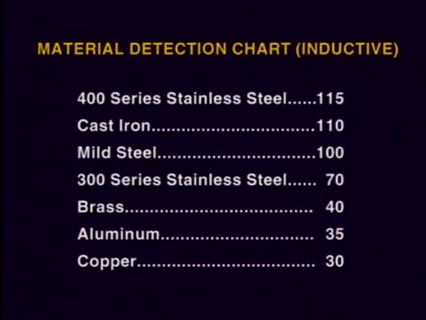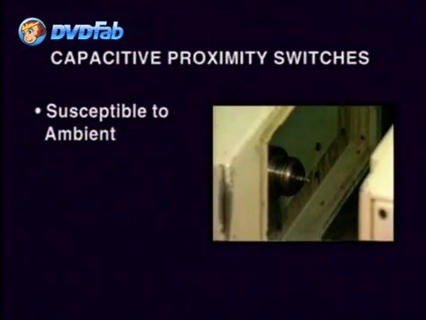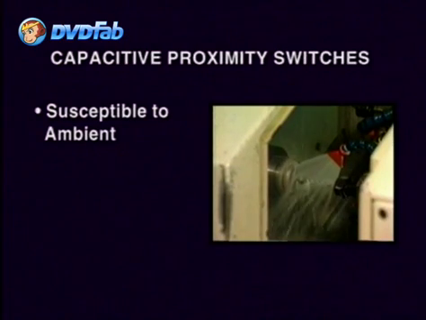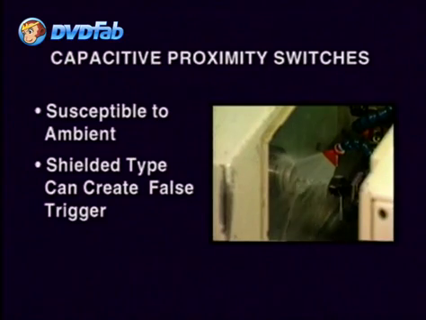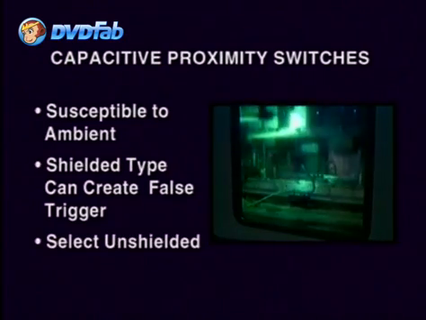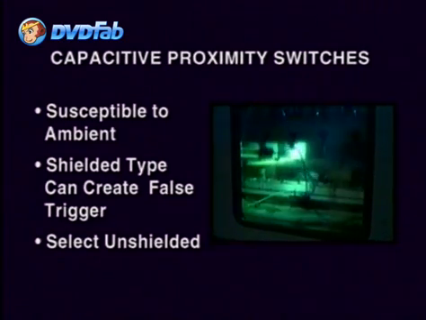Inductive proximity switches are designed to operate with ferrous metals, mild steel being the perfect setting, while other non-ferrous metals, such as copper, aluminum, and brass, do not fare as well. In fact, aluminum detection distance drops to about 35% of that of mild steel. The capacitive switch is susceptible to ambient conditions such as humidity because of its sensitivity. Some of these capacitive proximity switches, such as the shielded type, can, in turn, create false triggering of the switch. Therefore, under these conditions, care must be exercised during initial installation and adjustments.